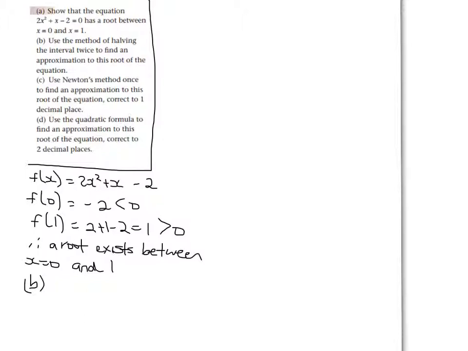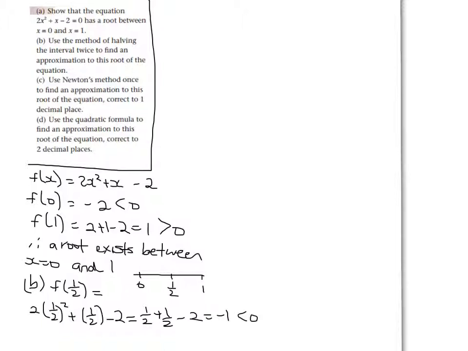Part B. Use the method of halving the interval twice. Alright, well once is a half. I like to draw a little graph somewhere here. We know it's between 0 and 1 and we've halved it. We have to see which section we want. So f of a half is 2 by a half squared plus a half minus 2, which is a quarter. So a half plus a half is 1, minus 2 is minus 1, so it's less than 0.